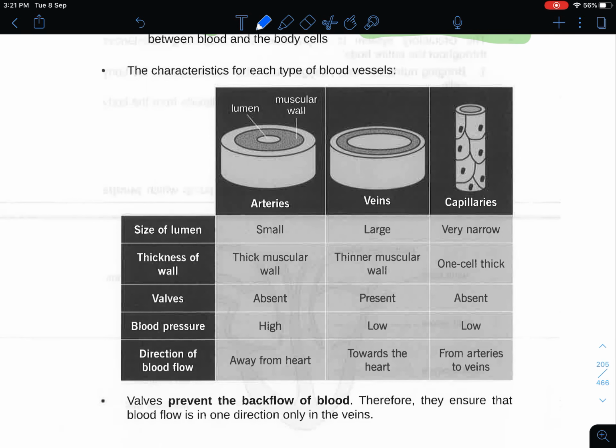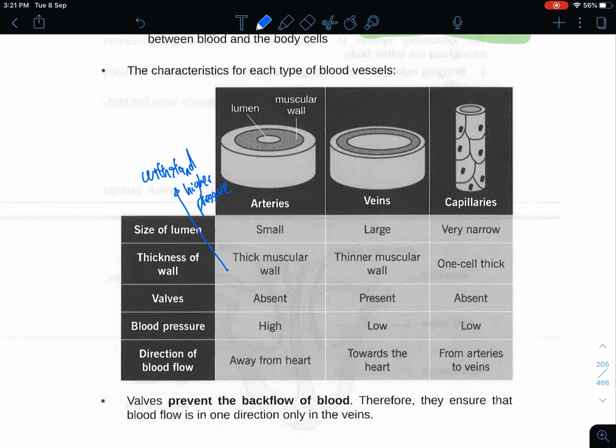Some characteristics of each of these blood vessels: the artery, because it pumps blood away from the heart, needs to be able to withstand the high pressure from the heart, so it generally has a thicker muscular wall to withstand the higher pressure. And veins would have a thinner muscular wall, so that they don't have to withstand the high pressure, because you are just moving towards the heart only.